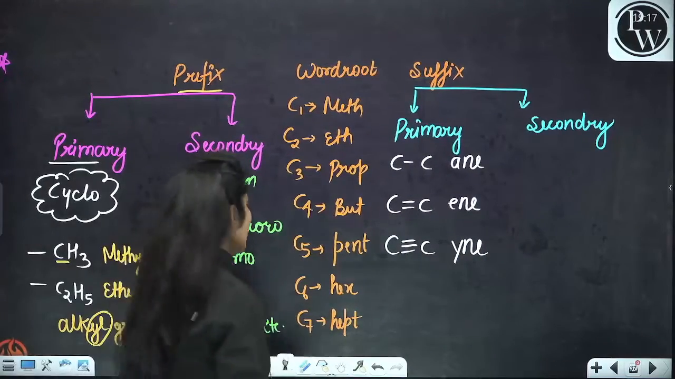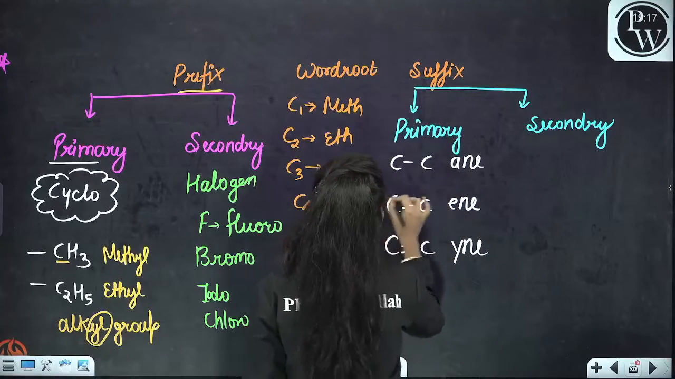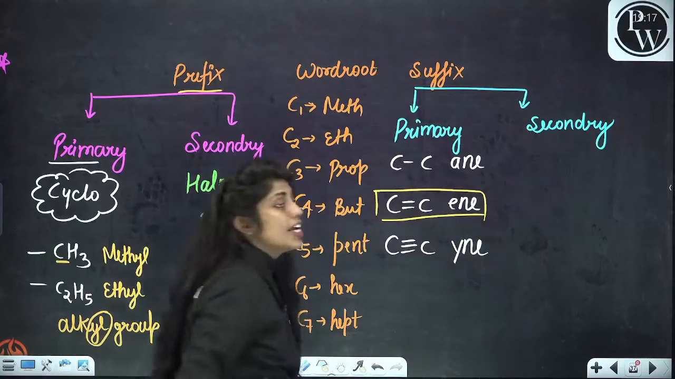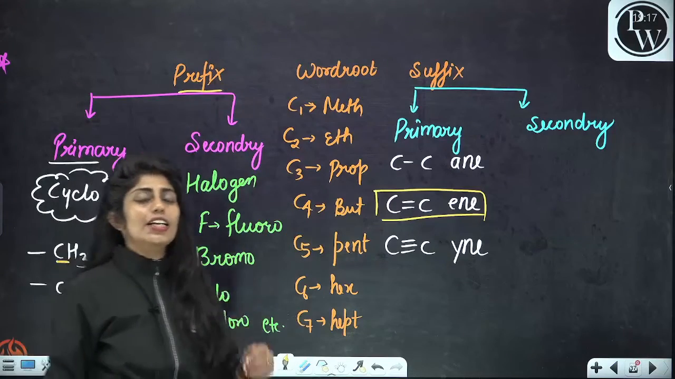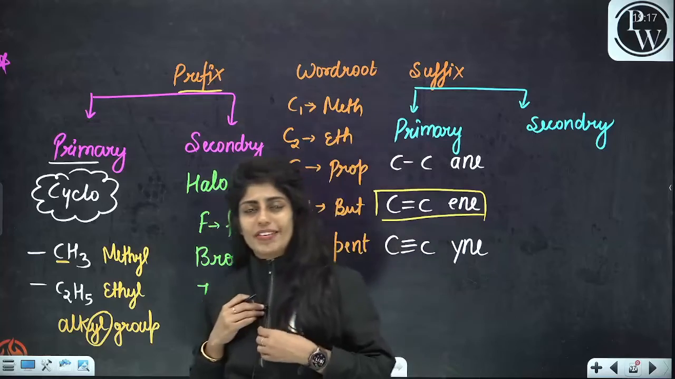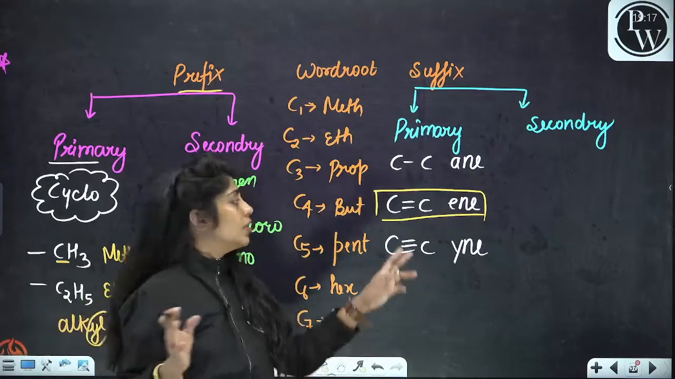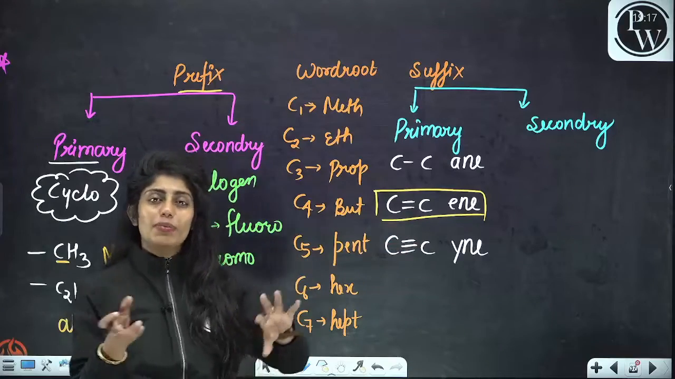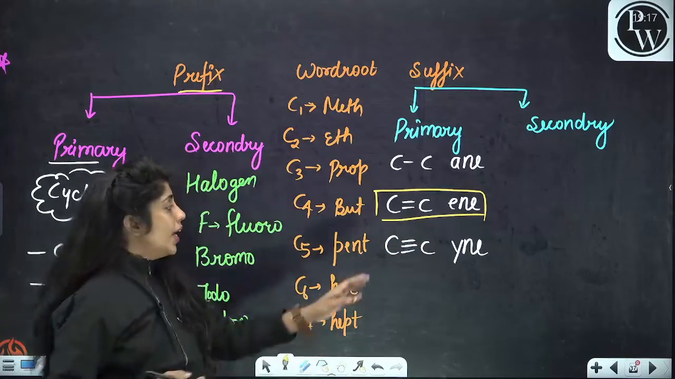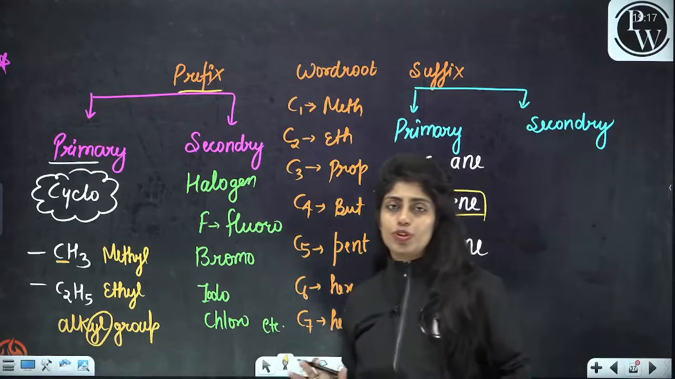Now, one important thing I would like to mention here. This ene is the master, right? If the carbon chain contains a single and a double bond, you will not write ane and ene both together. You will write only ene, because ane is the common one and ene is the fancy one, so we will use ene over ane. If there is a carbon triple bond, you can mention ene and yne both together.